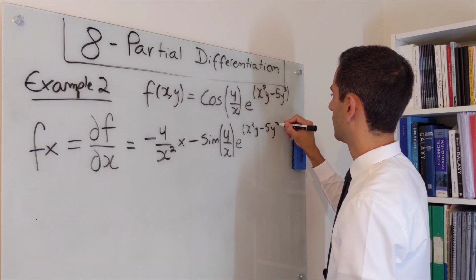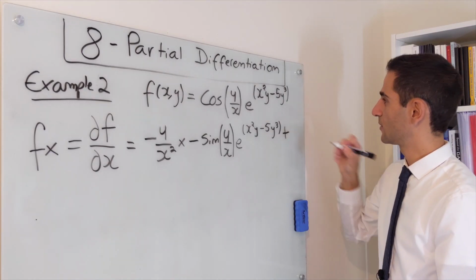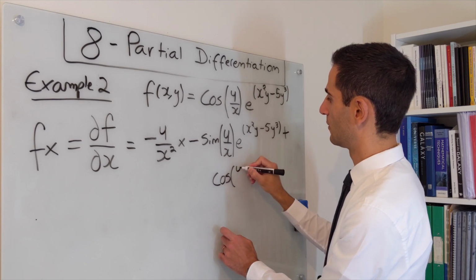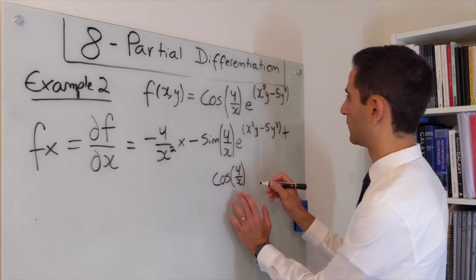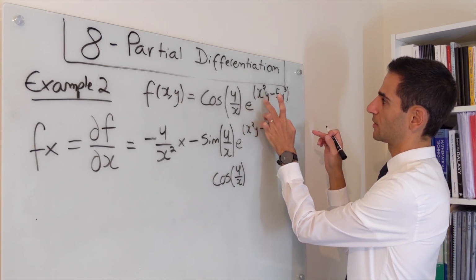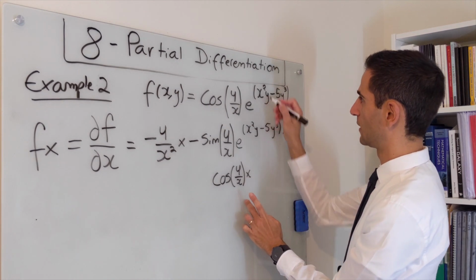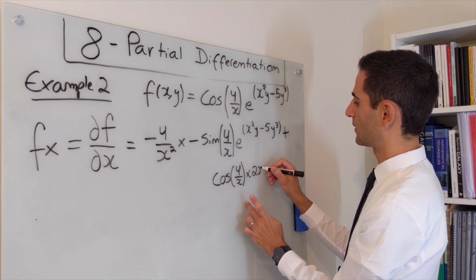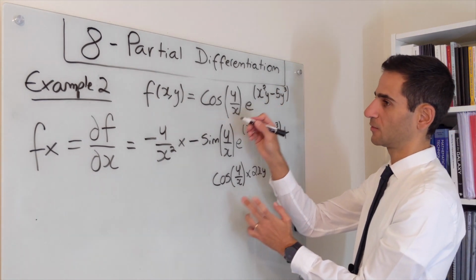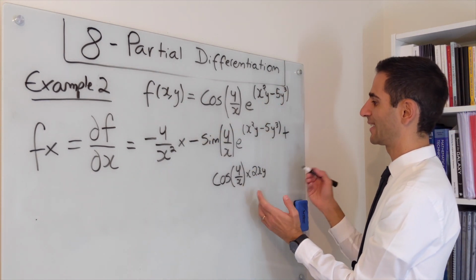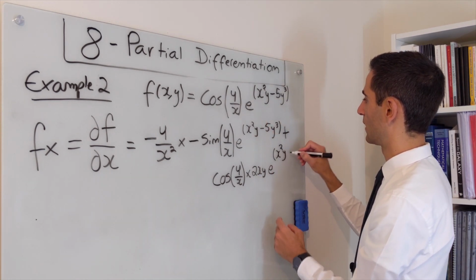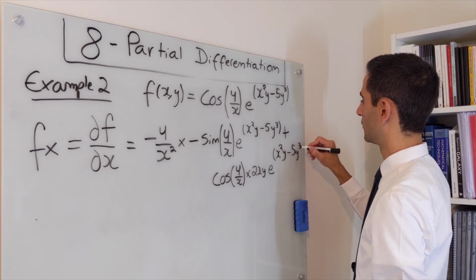5y cubed. And this will be plus, and now we're keeping cos of 4 over x, and we're multiplying by the derivative of this function, which is also a composite function, and therefore we need to multiply by 2xy. Remember, in this case, y becomes a constant. We're differentiating against x, and multiplied by e to the power of x squared y minus 5y cubed.